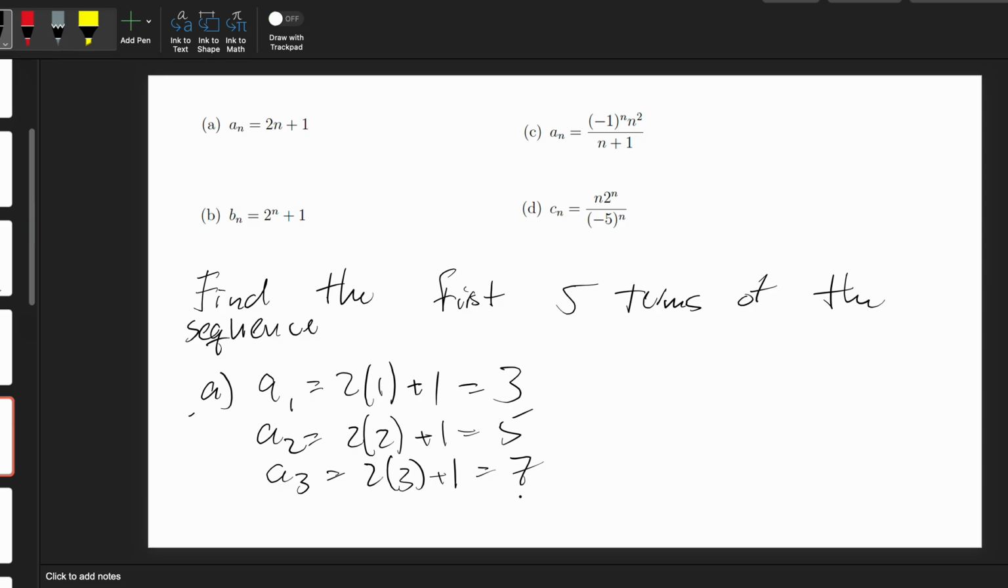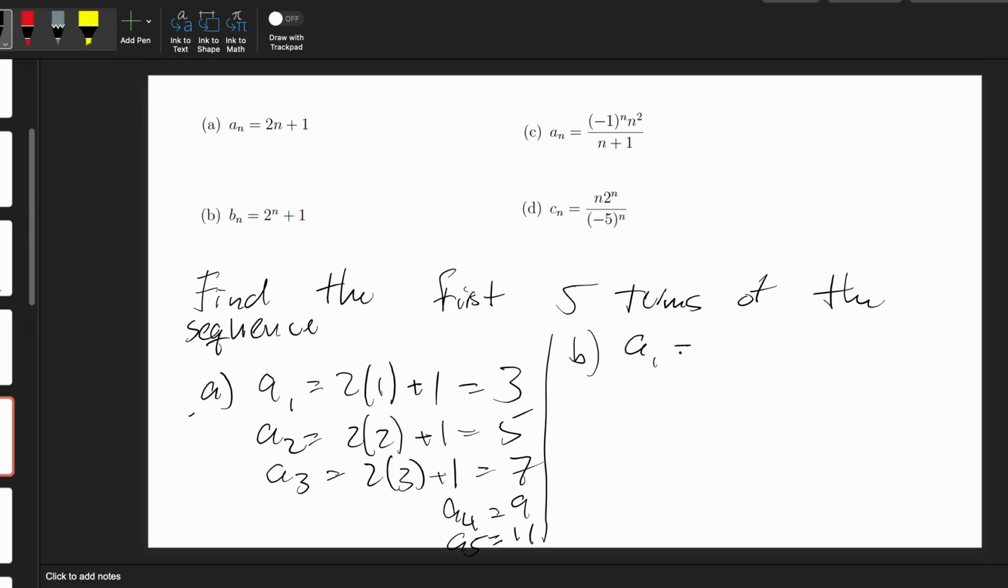There's a clear pattern here, so let's just take advantage of that. So a sub 4 will be 9, and a sub 5 will be 11. Okay. Let's do another one. Let's do number B, to find the nth term of the sequence.